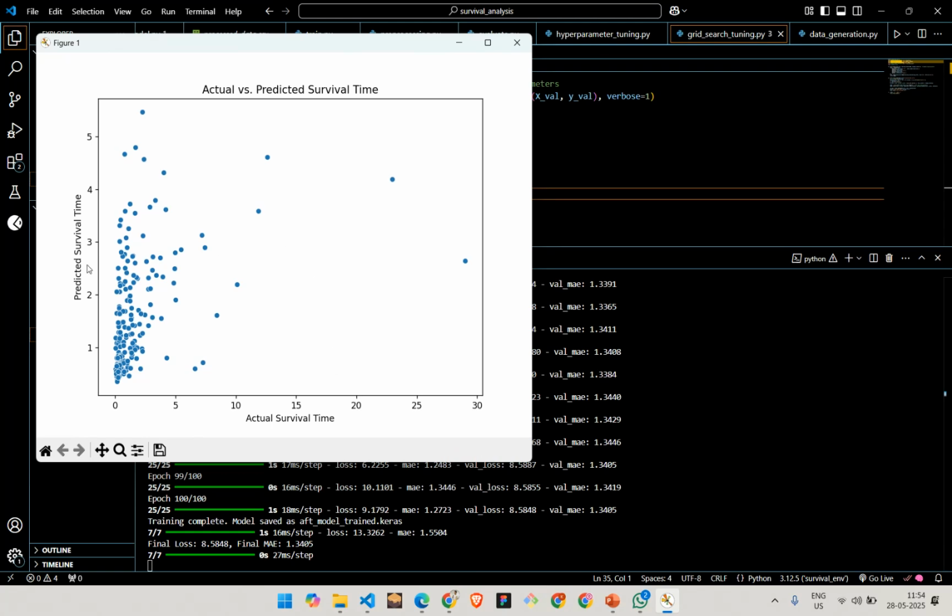Now here you can see the actual versus predicted survival time. We are comparing both of the terms on the basis of some factors: what is the actual survival time of an event, and what is the survival time we have predicted from our model. As you can see, our training loss was not good, so that's why the predicted survival time of that event is also not good in relation to the actual survival time.